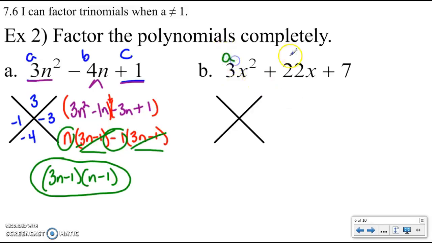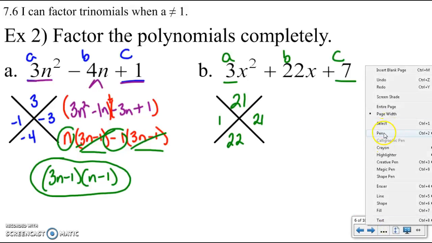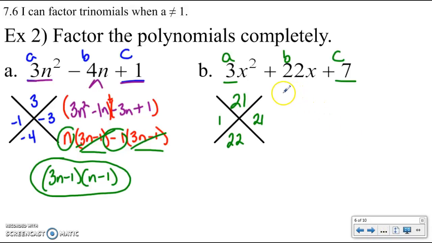3x squared plus 22x plus 7. A times c on the top is 21. B on the bottom is 22. So finding factors of 21 that add up to 22, a lot of times students forget 1 and the number. So 1 times 21 is 21. 1 plus 21 is 22. So I'm going to go ahead and write this out in 4 terms. So A stays the same, C stays the same, B gets split. So 3x squared plus 1x plus 22x plus 7.